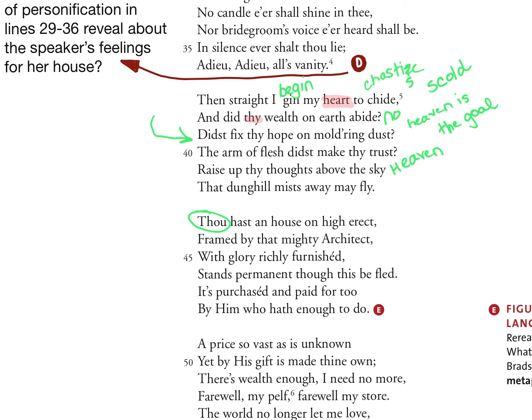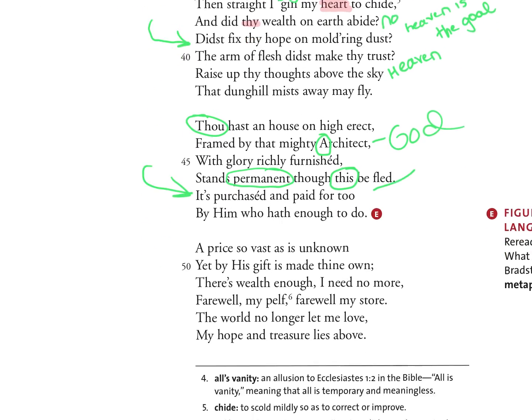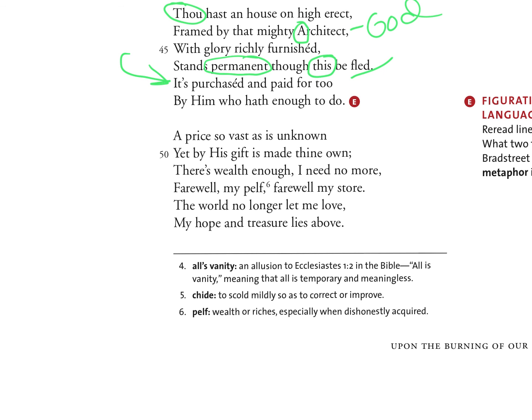She says still to her heart, to herself, if you will, you have a house on high erect, framed by that mighty architect, which is capitalized, so that's a reference to God, we said. It's gloriously furnished, and it stands permanent, though these earthly items are gone. They have fled. My house in heaven is purchased and paid for too by God, who has enough to do. And life with God is a price so vast that it's yet unknown. But by God's gift, it can be made ours. It can be made your own.